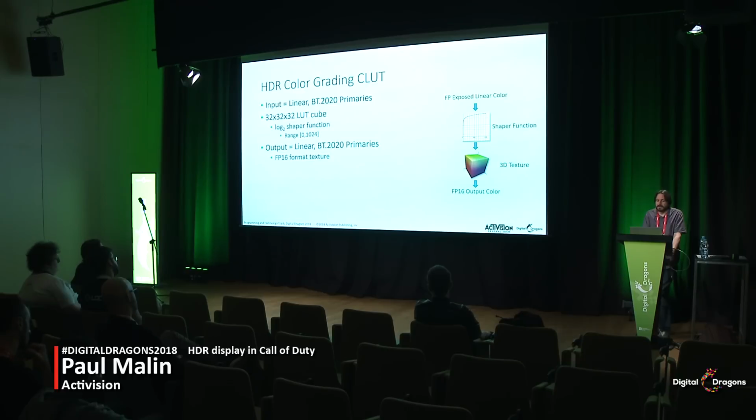In-game, the input to the color grading is a linear color with BT2020 primaries. Again, we used the 32 cubed LUT with a log2 shaper function to map from HDR values to the unit cube. But here the output is also a linear color with BT2020 primaries, stored in an FP16 format texture.